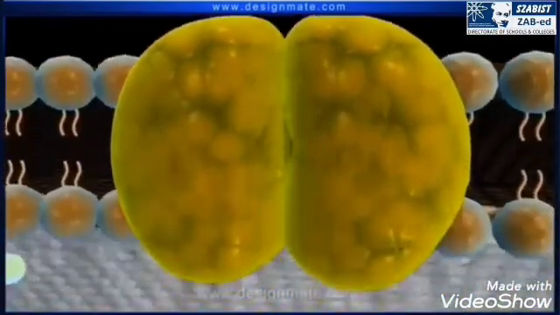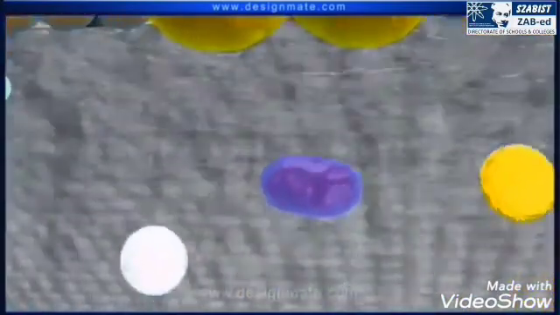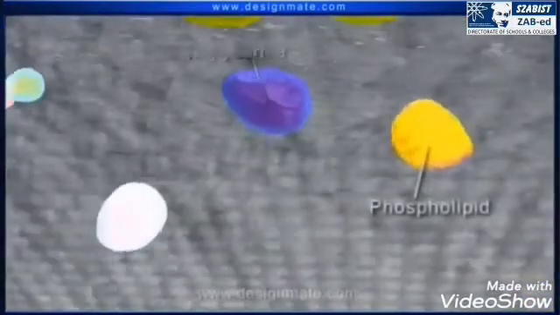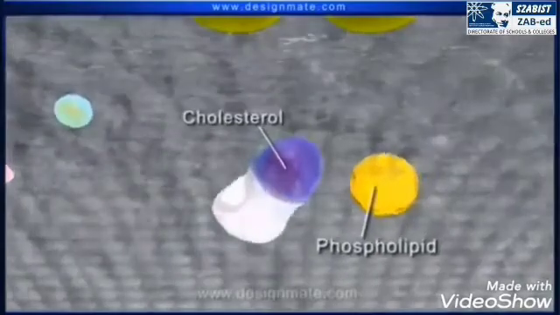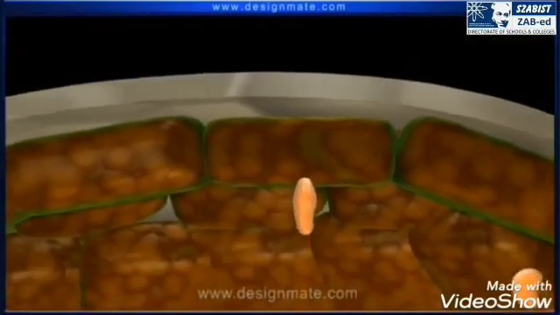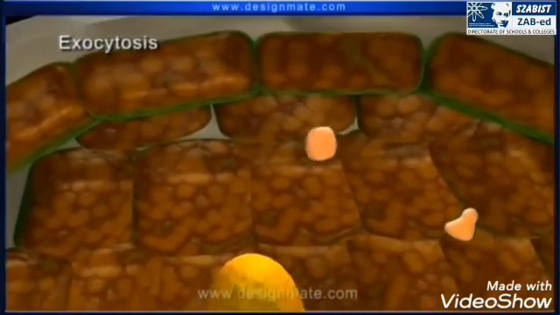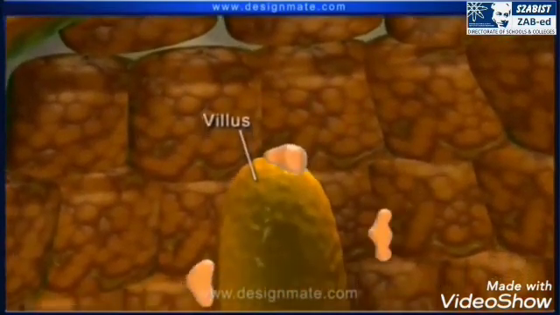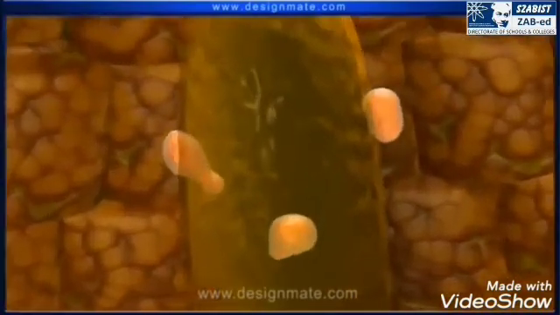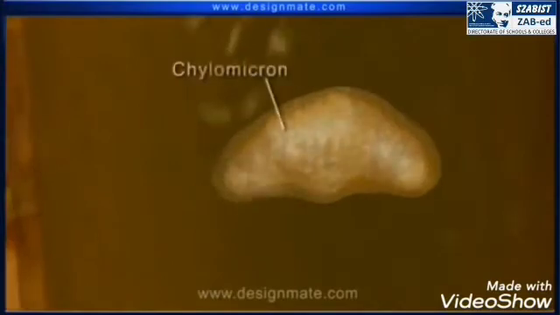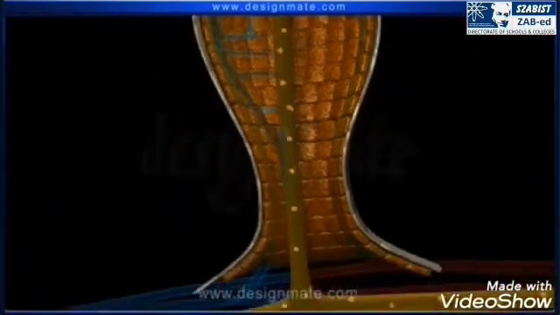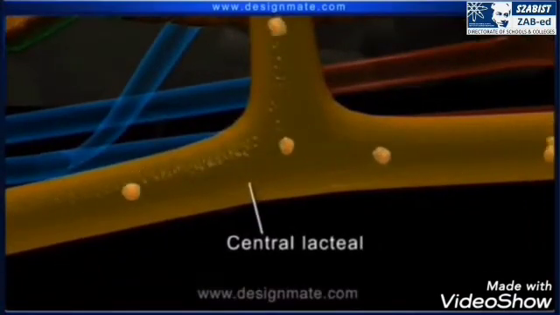The intestinal absorptive cells then collect the resynthesized triglycerides or fats, combine them with phospholipids and cholesterol, and coat them with special proteins. These are then released through exocytosis into the lymphatic capillary of the villi, called the lacteal, in the form of protein-coated water-soluble fat globules or droplets called chylomicrons. These droplets are then transported to the bloodstream through the central lacteal of the lymphatic system.